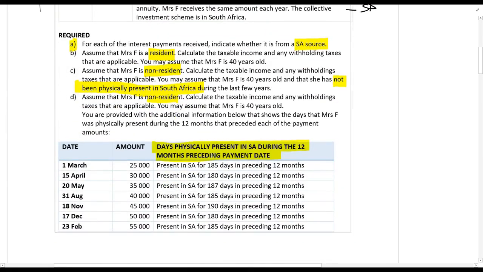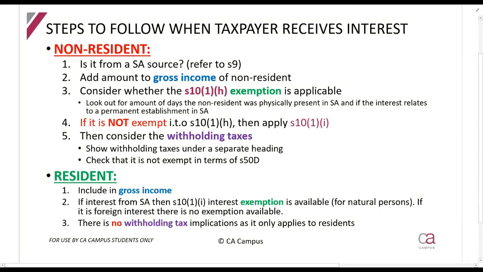Now let's look at C. So now we assume that she's a non-resident and she has not been physically present in South Africa during the last few years. Okay, so I'm going to remind you, these are the steps that we have to follow when a person receives interest. If it's a non-resident, you ask, is it from a South African source? That's what we did in part A. Then you add the amount, if it's from a South African source, to gross income. You consider whether the section 10(1)(h) exemption is applicable. If it's not exempt, then apply section 10(1)(i), and then do the withholding taxes. You'll see I'm going to do it like this, but a little bit more of a combination.